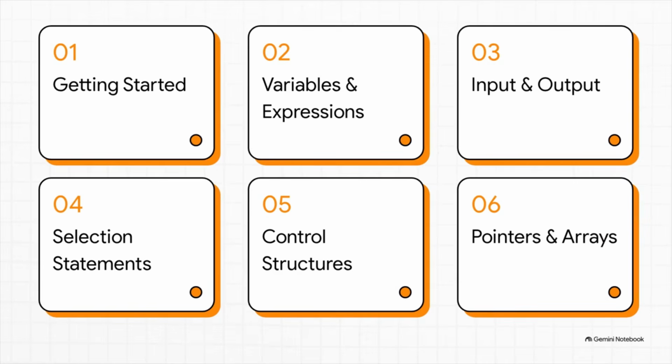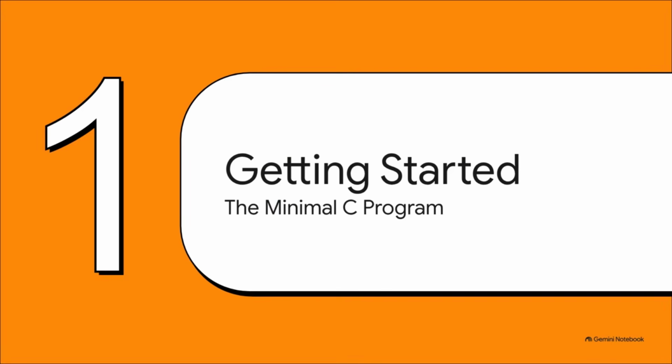Here is our roadmap for today's deep dive. We've got 6 core sections: getting started, variables and expressions, input and output, selection statements, control structures, and finally, pointers and arrays. Let's get right to it. Section 1. Getting started. The minimal C program. We're going to break down the basic skeleton and see what actually happens when we hit compile.